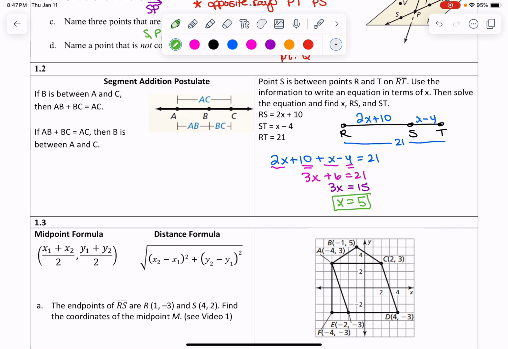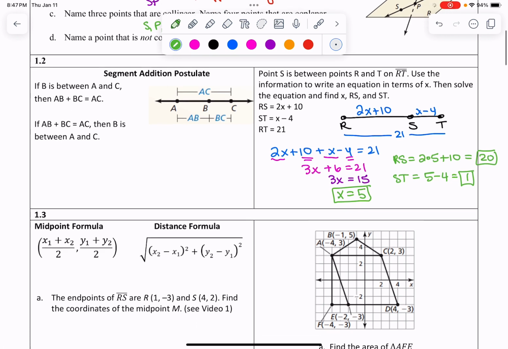Now that we know that x is 5, we can plug back in to find the length of RS. 2 times 5 plus 10 is going to make RS 20. And if the whole thing is 21, that means that ST, which is x minus 4, 5 minus 4, is going to give me a length of 1.